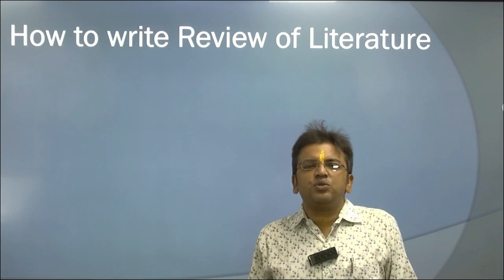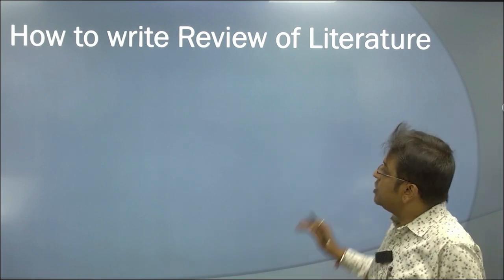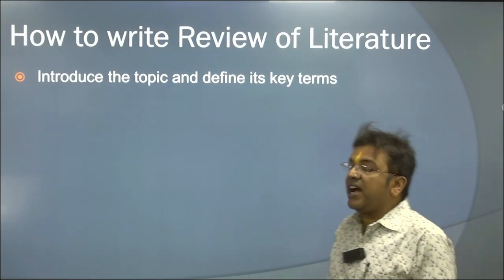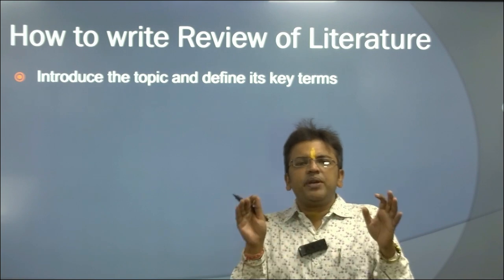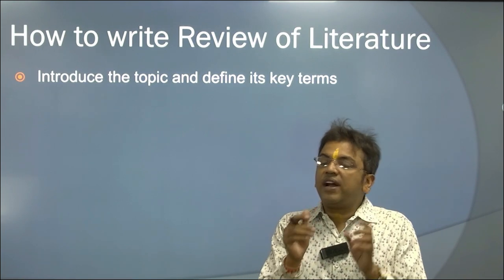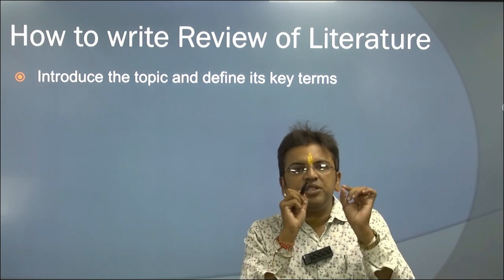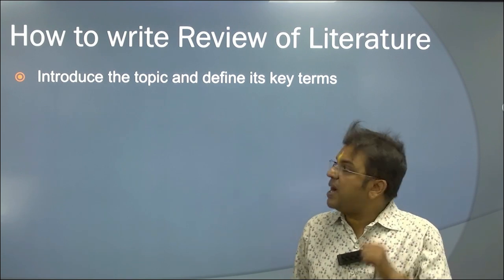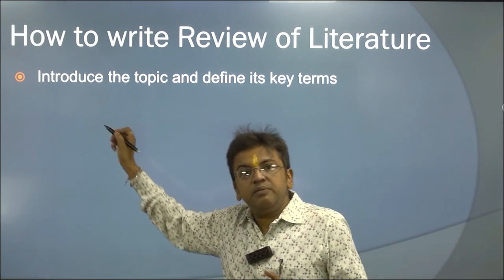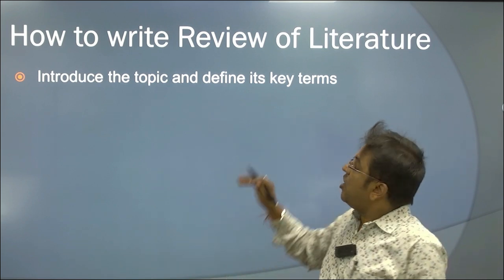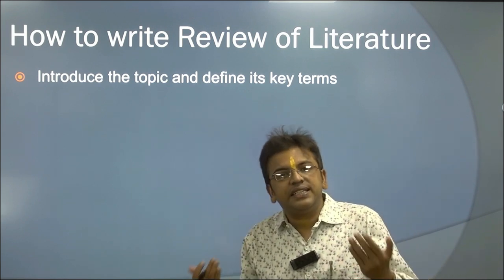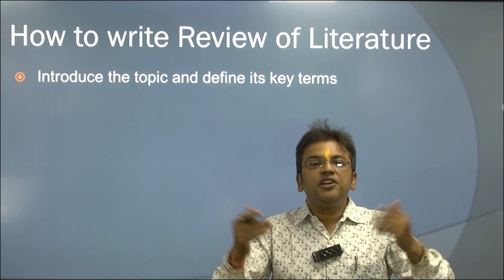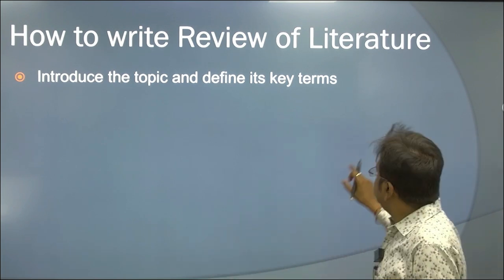Because a researcher always needs to find how to present the review of literature. The first one is to introduce the topic and define its key terms. Whatever the topic of your study is, you have to define its key terms. On the basis of those key terms, you have to explore the different research done in the past. So introducing the topic means first you make a topic, and according to that topic, you select certain key terms. On the basis of those key terms, you search the literature which has been done in past studies.